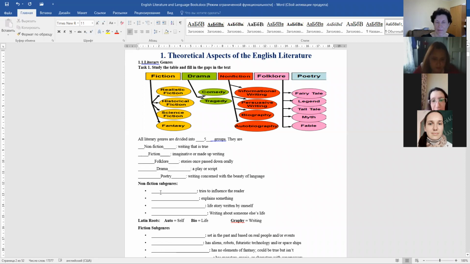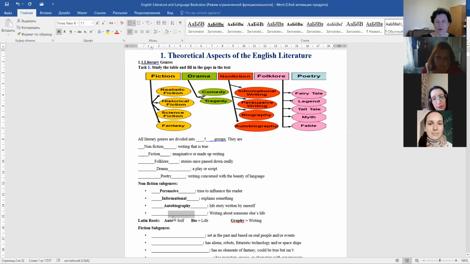Nonfiction subgenres. Tries to influence the reader. It is persuasive writing. Give me the verb. Яке дієслово тут буде? Explain to, something. To persuade. Переконати. Explains something. It is informational writing. Good. A life story written by oneself. It is autobiography. And writing about someone else's life, it is biography.